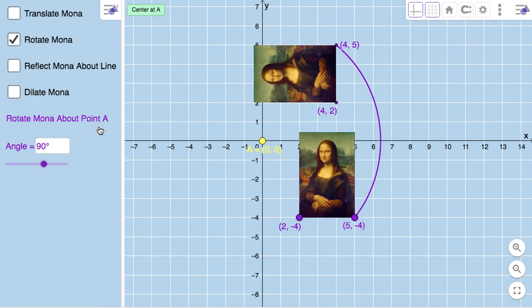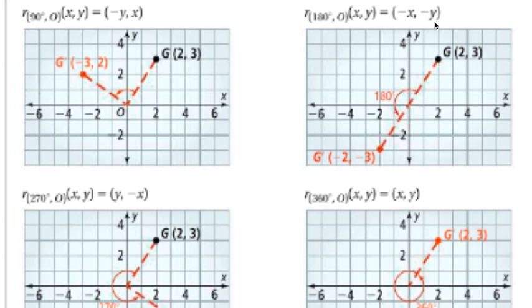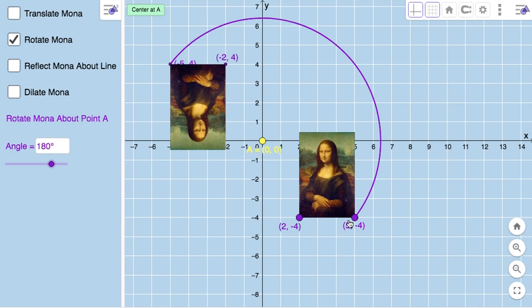So if we were going to continue this just to show the 180 bit, we know that that's just going to make opposites of the points that were originally given. So what did we swap out? Yeah, so x and y stay the same, but now they're the opposites. So (5, -4) is now (-5, 4). And (2, -4) is now (-2, 4).